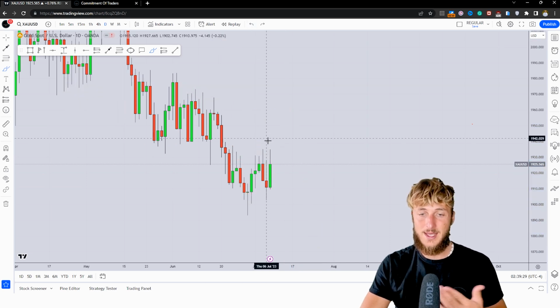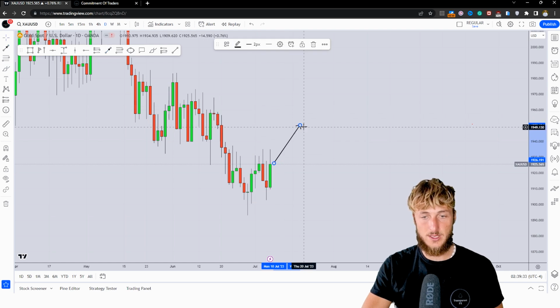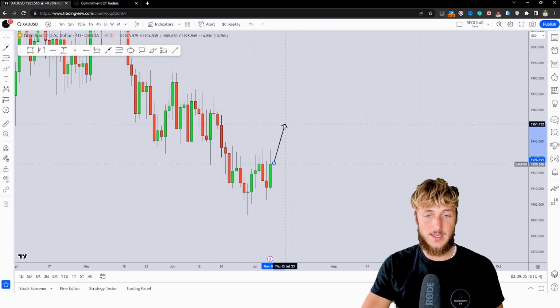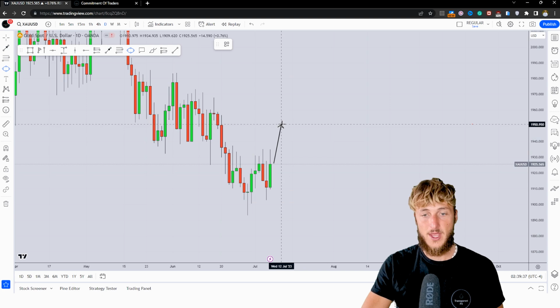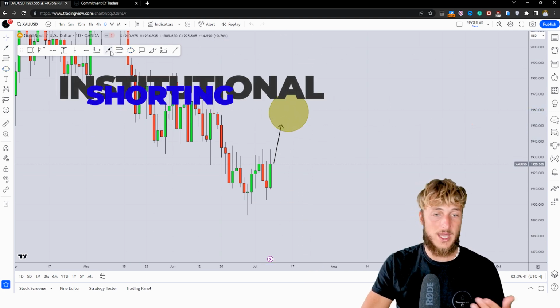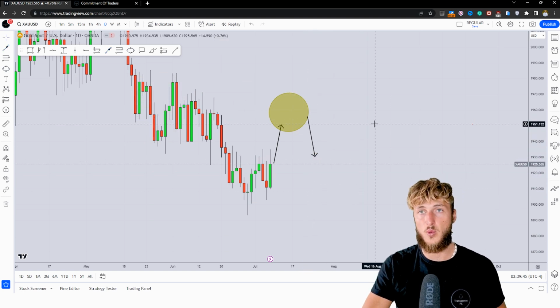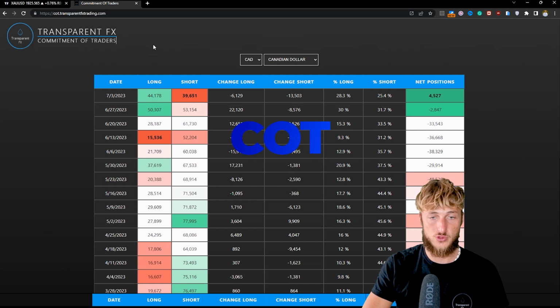In fact, with the creation of this overextended W, testing that weekly resistance, that would create a quite interesting setup in which we could see more institutional shorting, which at that point could further increase the probabilities of the move lower. Now, why do I say institutional shorting?